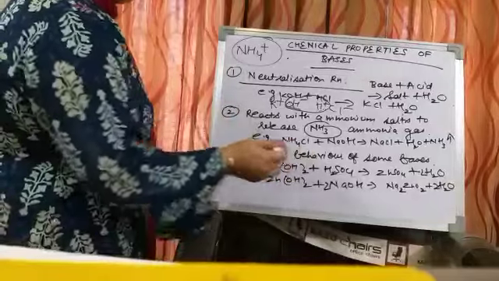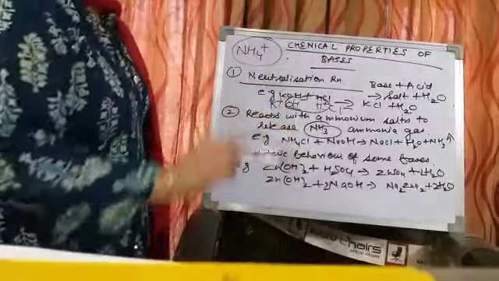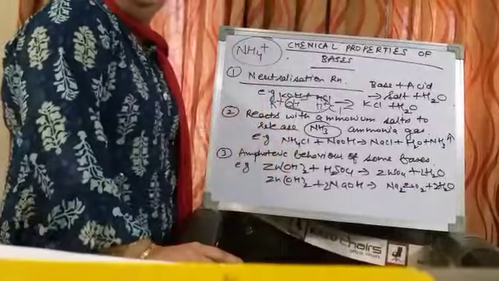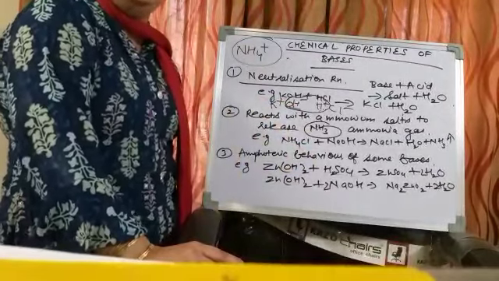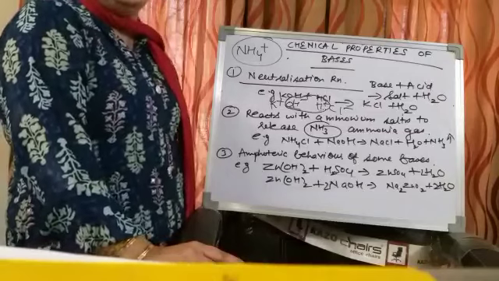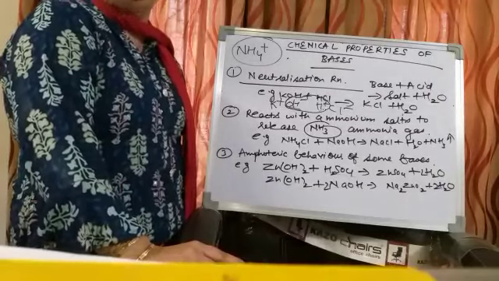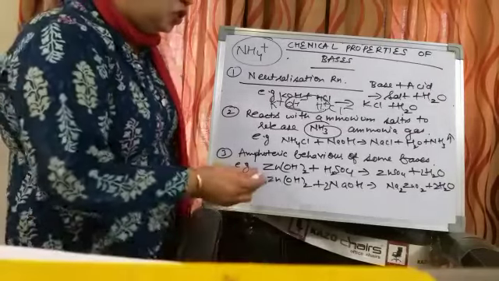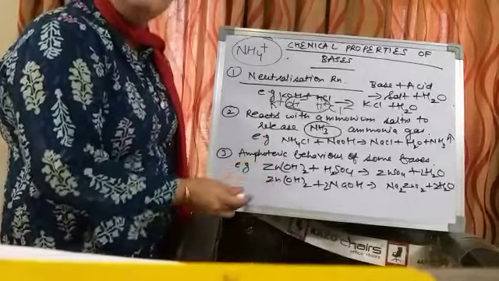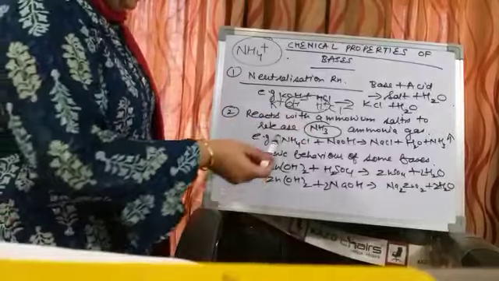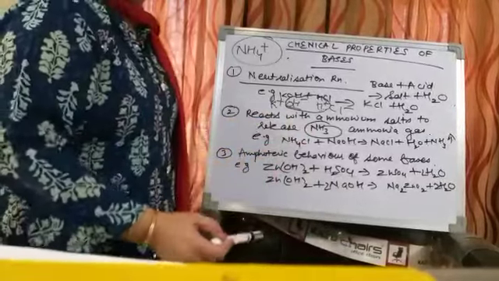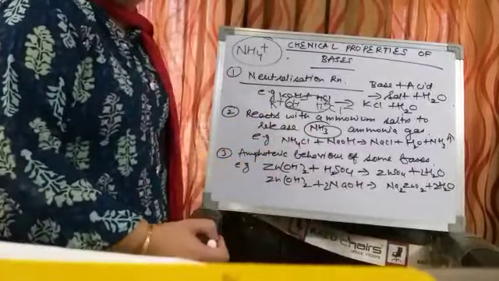Third, amphoteric behavior. Again, we have done this in analytical chemistry. It is the property of certain metallic oxides or hydroxides by which they react either with acid or with alkali to give salt and water. So this is also a very important chemical property of bases. I have taken one example, zinc. You can go with lead also, you can use aluminium also.